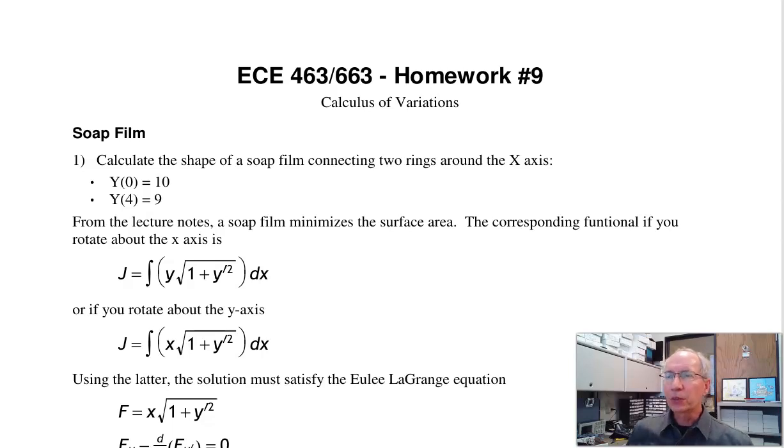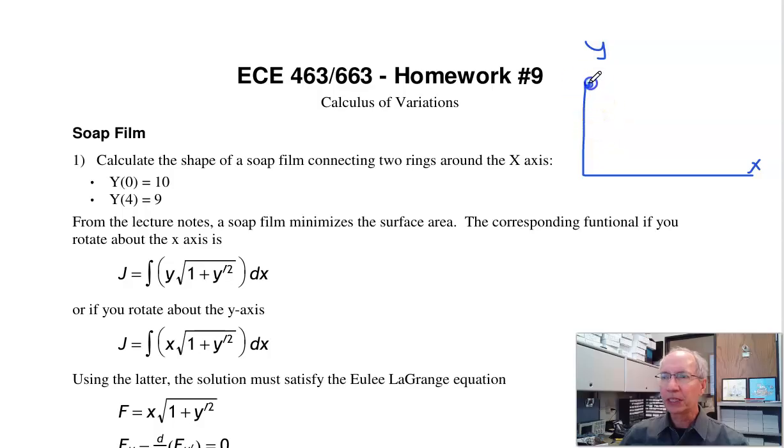Here are solutions to homework set number 9 for ECE 463-663 Modern Control. This homework set looks at calculus of variations, specifically trying to find the shape of a soap film, the shape of a hanging chain, and optimal paths using calculus of variations. Now the first problem is find the shape of a soap film that rotates about the x-axis.